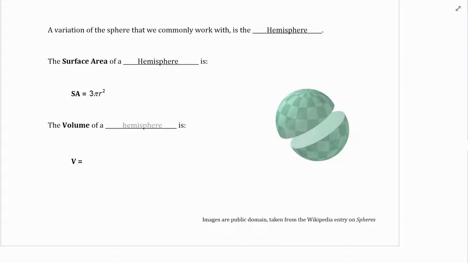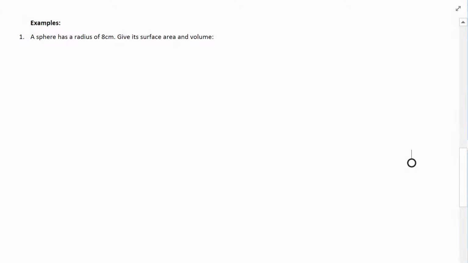And the volume of a hemisphere, this is very straightforward. Since it is just half of that of a sphere, instead of it being 4/3 pi r cubed, it will be half, which is 2/3 pi r cubed. And now for two examples.